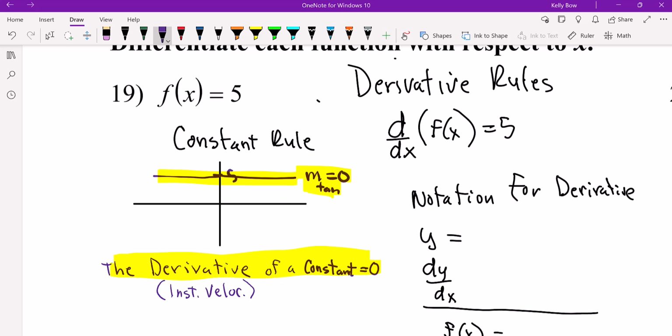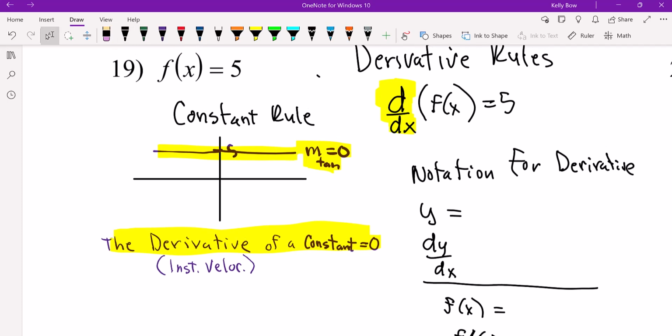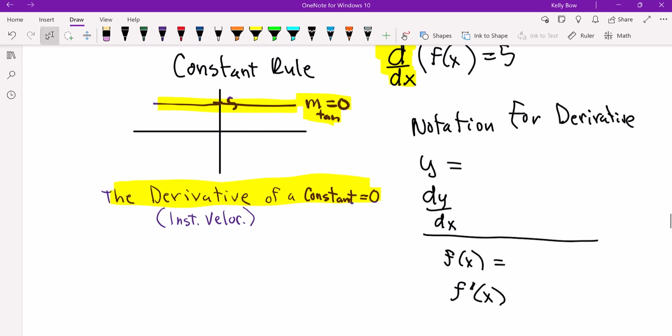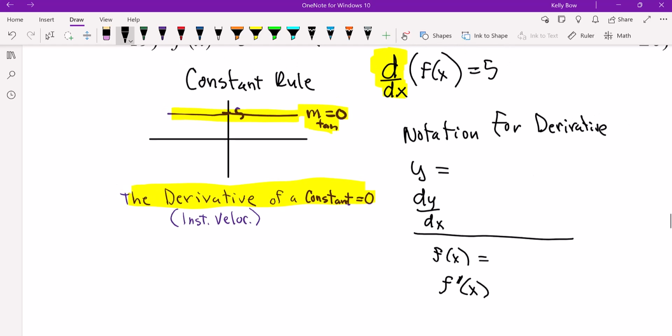So when you take, remember, this is the operator that tells us, take the derivative of the function, and the function is a constant, and there's different ways to notate it. If you've got a y, you could write dy dx. If you have f of x, you can write f prime of x. So depending on what you're given, in this case, we would write dy dx.